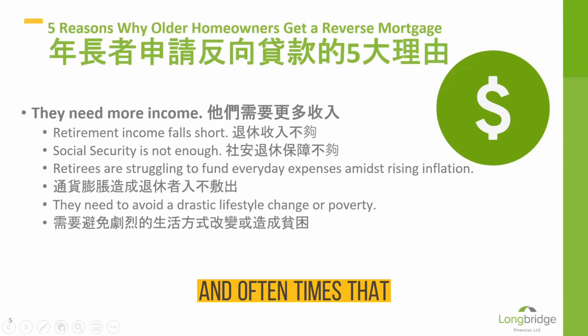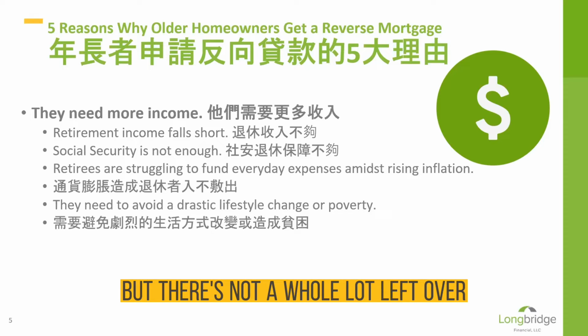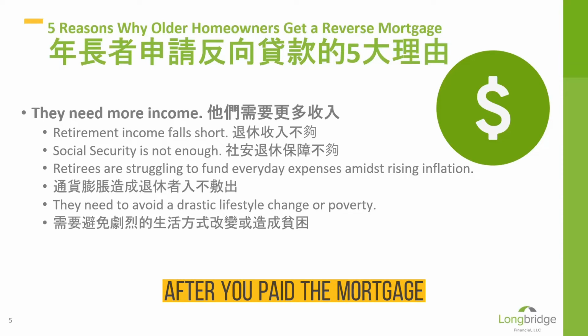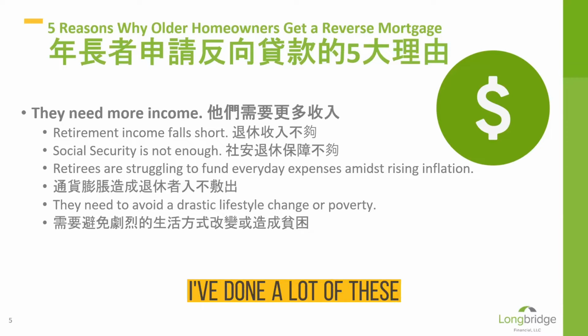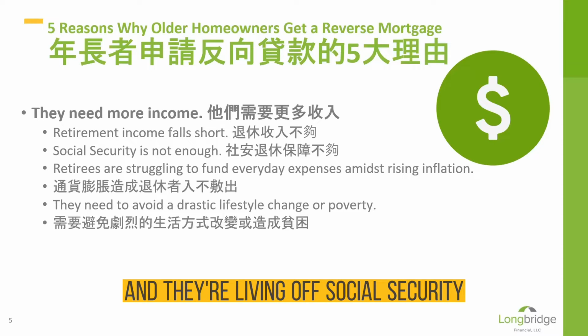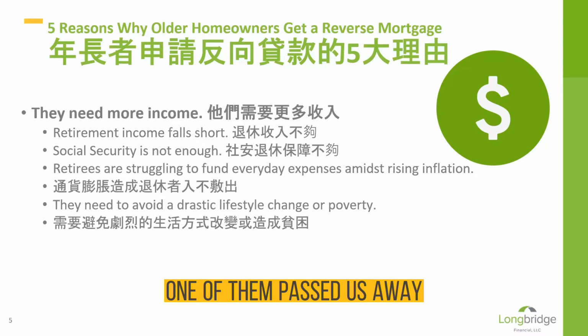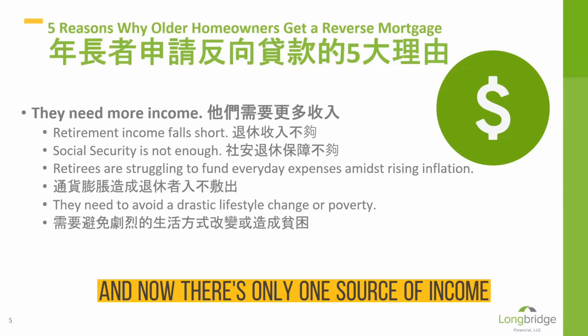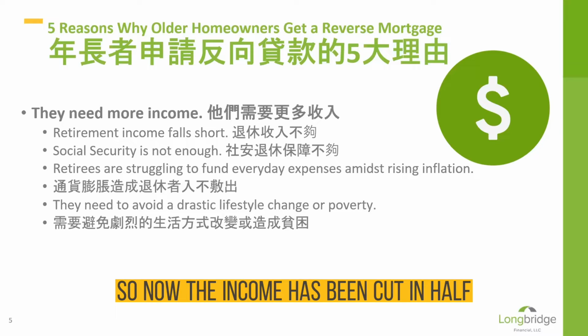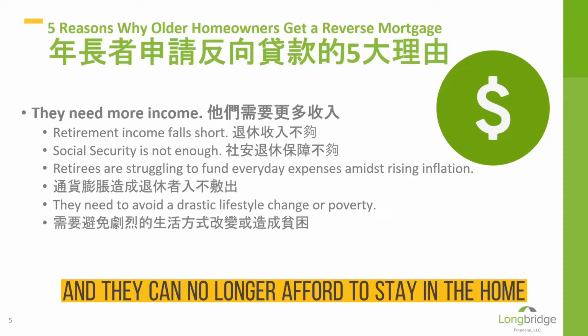And oftentimes, that Social Security and pension, it's not that it's not enough to pay the mortgage, but there's not a whole lot left over after you pay the mortgage. I'll give you another example, and it's sad, but it's the truth. I've done a lot of these. You have a husband and wife who bought a home, and they're living off Social Security, the two of them. One of them passes away, and now there's only one source of income. So now the income has been cut in half. They have a mortgage payment, and they can no longer afford to stay in the home.